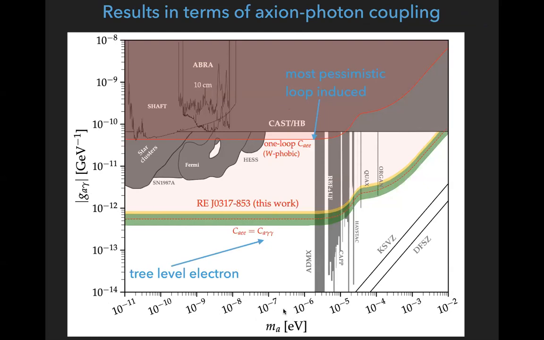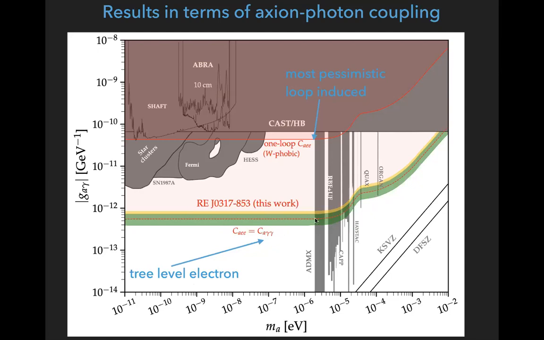In order to put our limit on this plot, we need to make an assumption about the axion-electron versus axion-photon coupling. So we have to invoke some level of model dependence, because what we measure is a combination of the axion-electron coupling times the axion-photon coupling, and here I'm only showing you the axion-photon coupling. So I'll make two assumptions here. One, I'll assume I have a tree-level coupling to electrons, so I can assume my dimensionless number coupling my axion to electrons is the same as axion to photons.